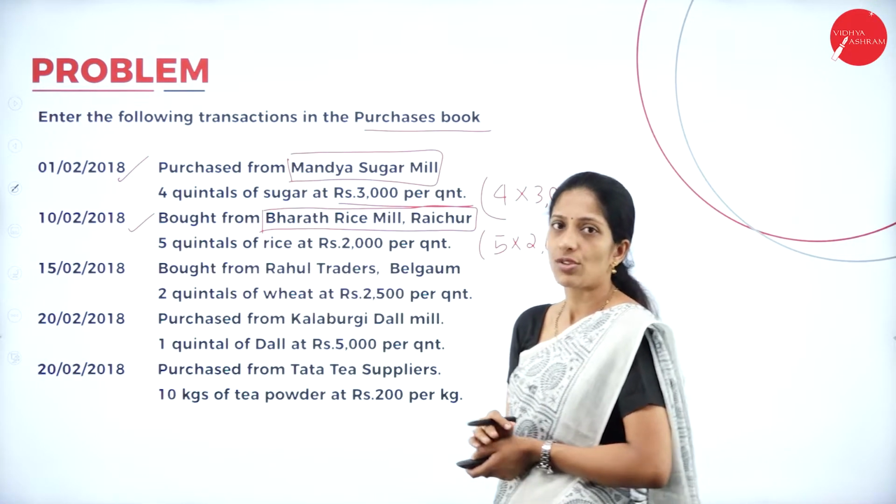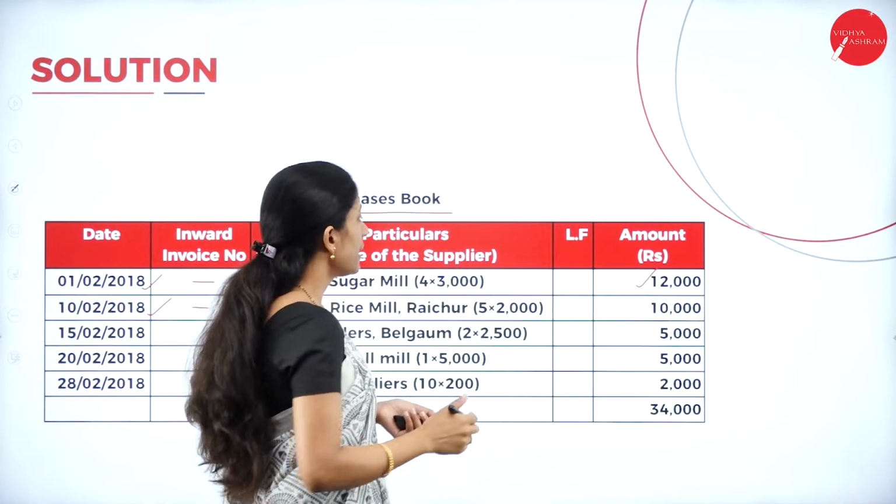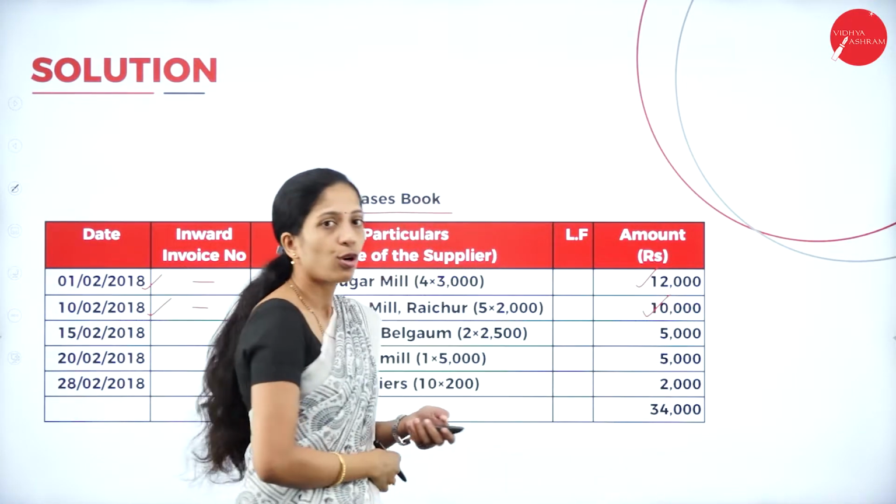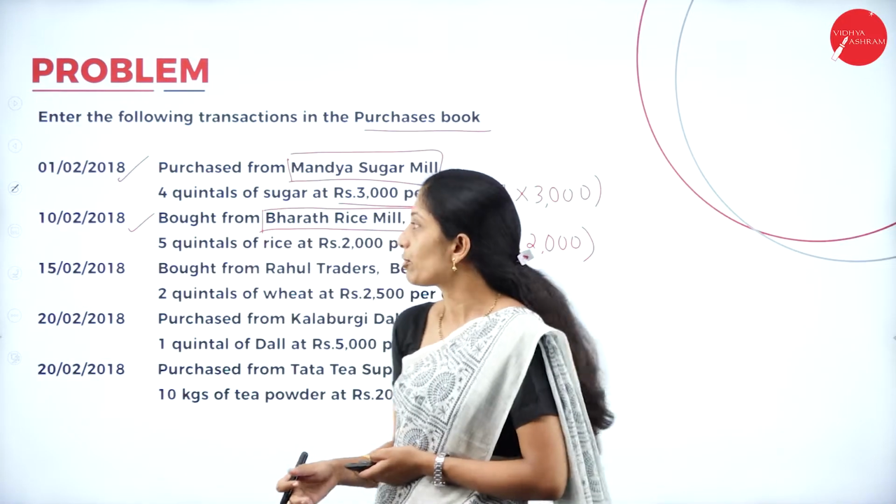5 into 2000. So if you multiply, you will get 10,000. So hope you are clear with the second entry. Now come to the third one.